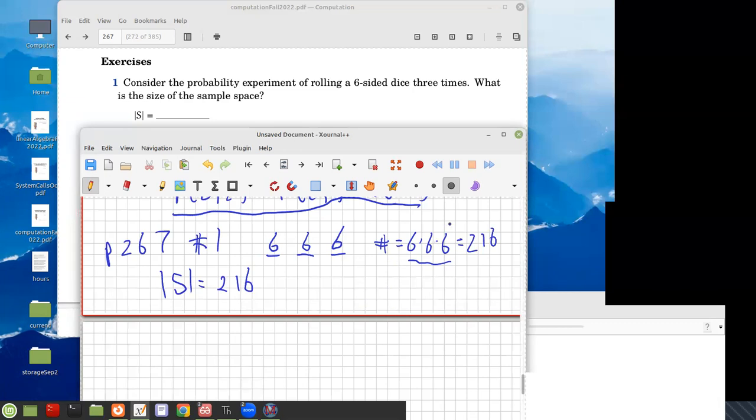This number is more important to understand than the particular value, because you can see then if you rolled a six-sided dice 10 times, it would just be 6 multiplied together 10 times.